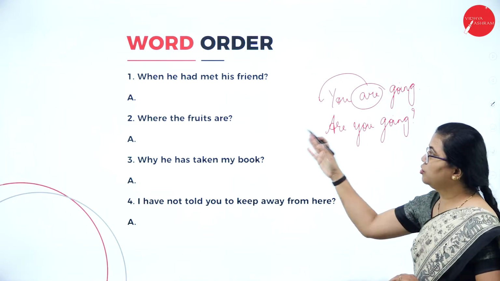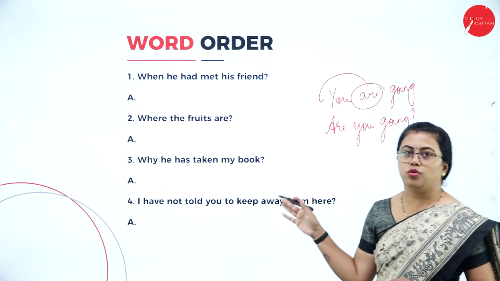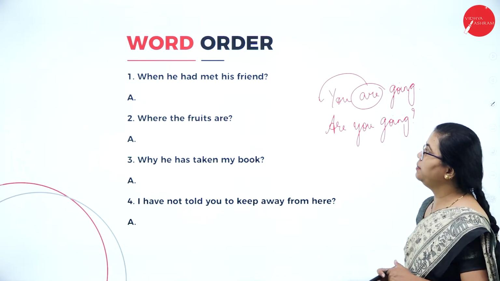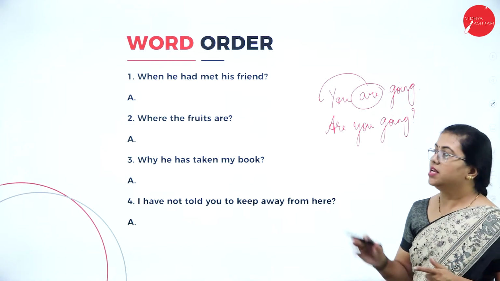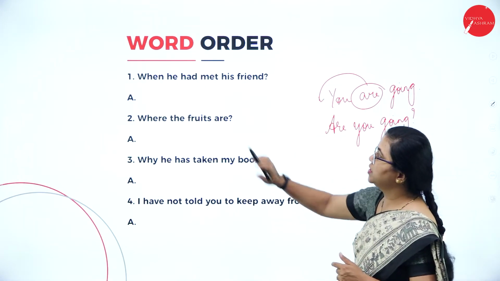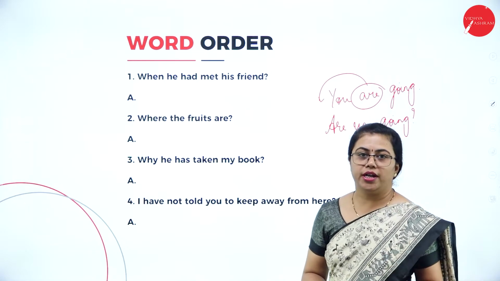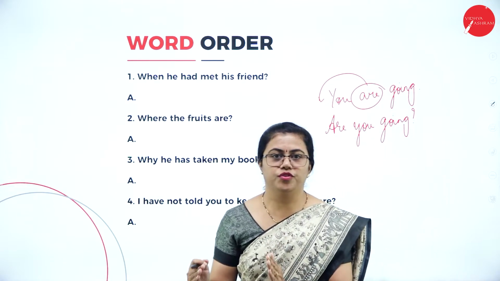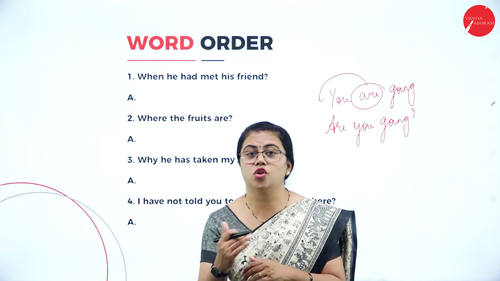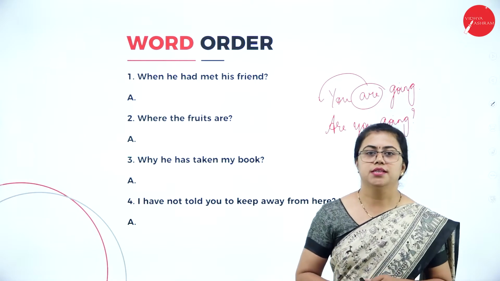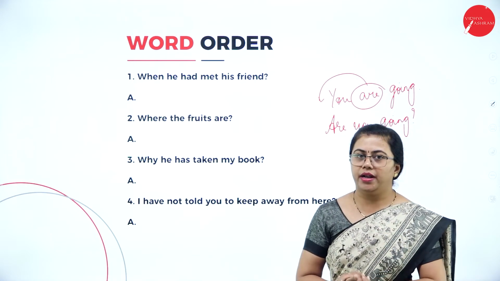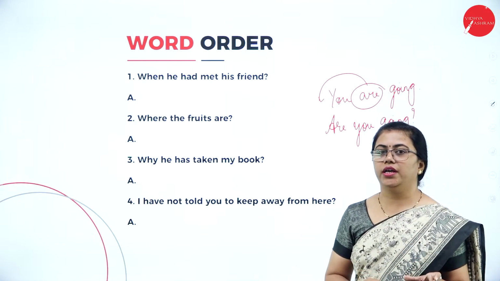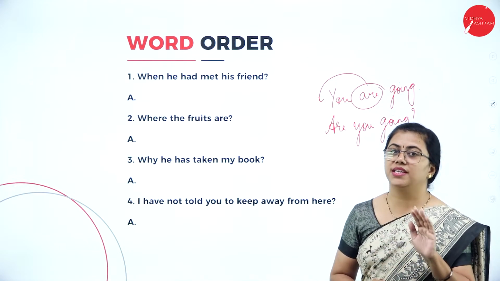So here also the word order has to be that way only. Let us check what the word order is. When he had met his friend? Suppose you use this without a question mark: when he had met his friend, this becomes a subordinate clause. You know what a subordinate clause is? In a complex sentence, the part of the sentence which does not give you complete meaning is called a subordinate clause or a dependent clause. Since there is a question, we need to change the word order to make it sound like a question.